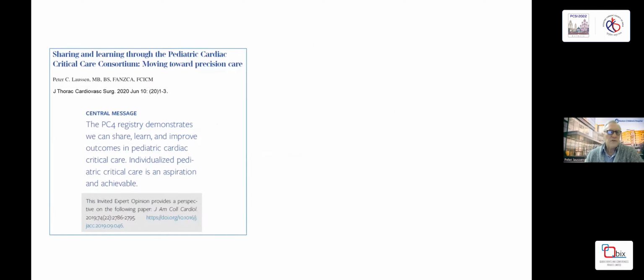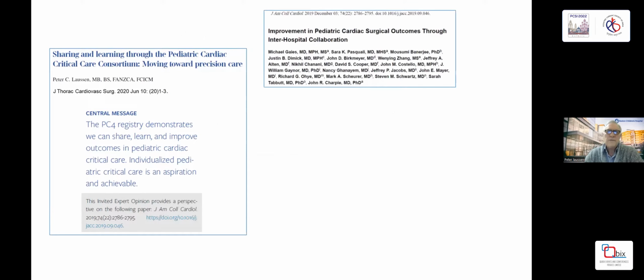Now, here's a very good example of the value of this data, however, and this is from the Pediatric Cardiac Critical Care Consortium that really over the last decade has developed a very large data set of information, categorical information from many centers across the world. And I wrote this particular opinion piece based on an article that had appeared by the developers of PC4, where they noted that improvement in pediatric cardiac surgery outcomes was possible simply by being part of this inter-hospital collaboration, sharing data.